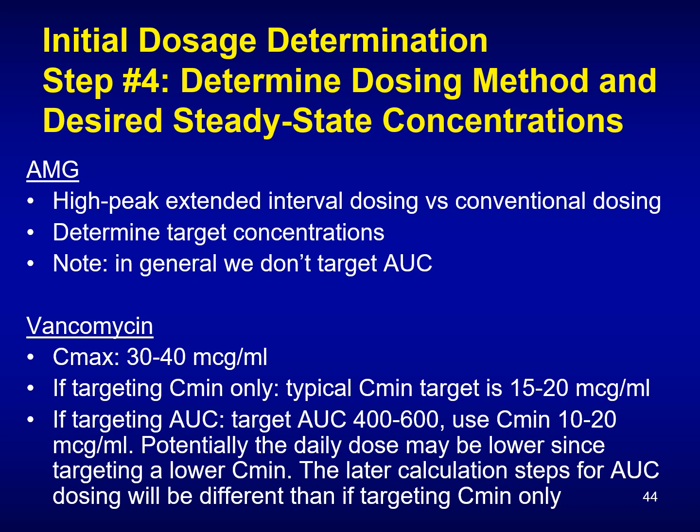So potentially, as you can see, when we're targeting AUC, the C-minimum range is lower than when we're targeting C-minimum only. So potentially the daily dose may be lower since we're targeting a lower C-minimum. If we're dosing to AUC, some of the later calculation steps will be different than if targeting C-minimum only.